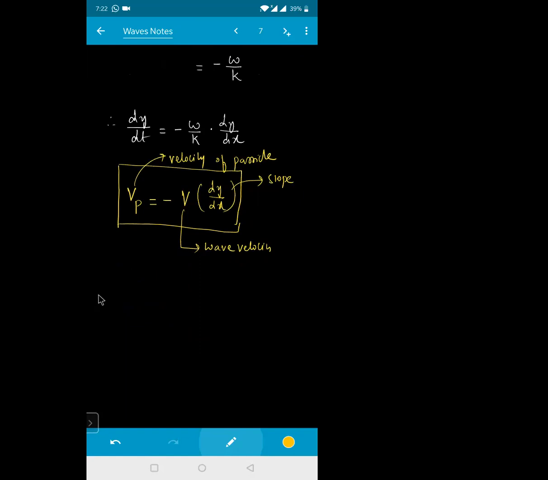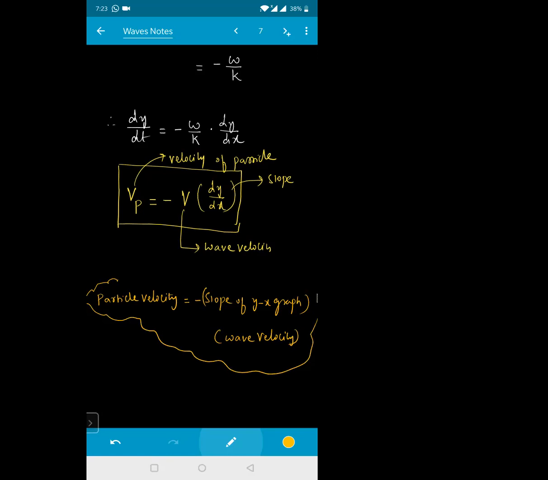So I can say right now, particle velocity is equal to minus slope of the y-x graph, into wave velocity. Can I write like this? Any problem? Particle velocity is equal to minus dy by dx, which is the slope of the y versus x graph, times v, which is the wave velocity. Is that clear for everyone?